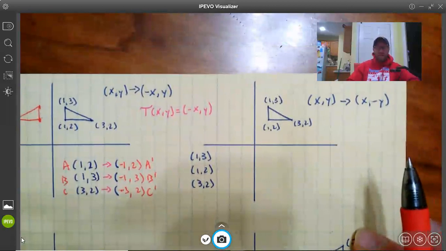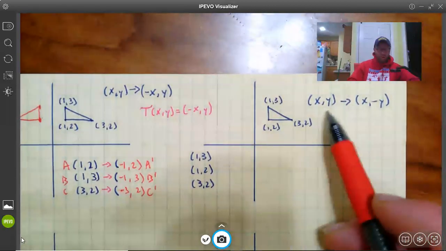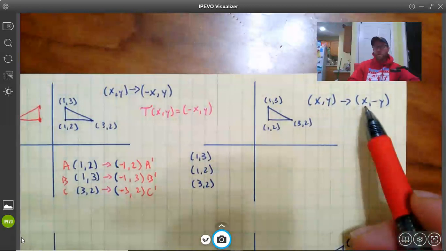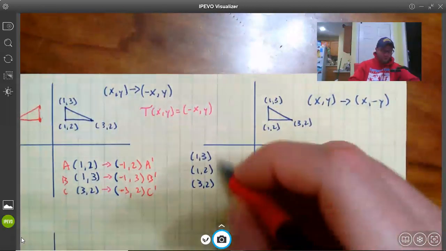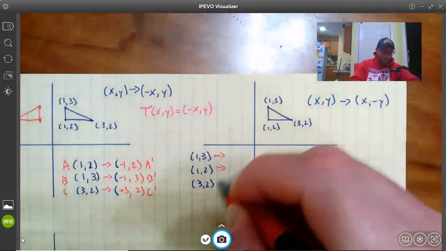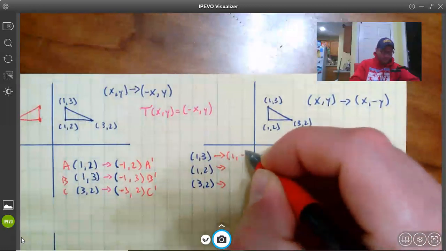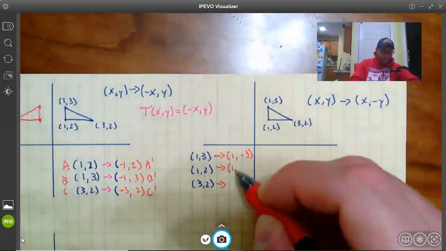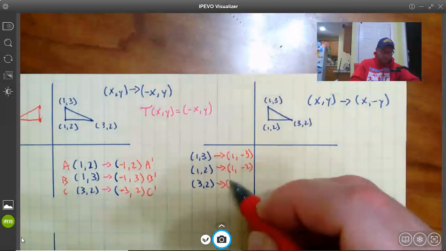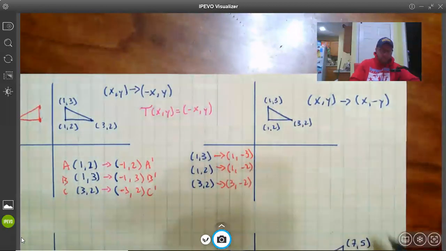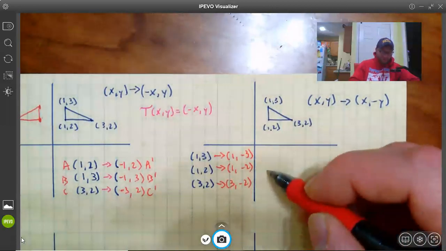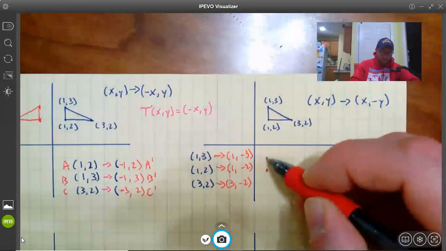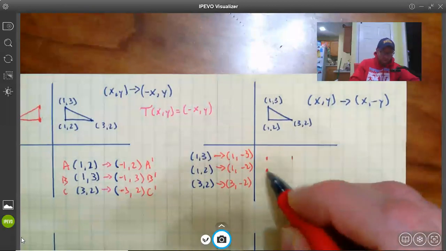Next door here, now we're going to do a similar rule. This time we're going to leave the x alone. It stays the same, but we're going to change the sign on the y coordinate. So what do you think is going to happen? Let's find out. Alright. So 1 stays the same, but 3 becomes negative. 1 stays the same, but 2 becomes negative. 3 stays the same, but 2 becomes negative. So let's see, it's (1, -3), (1, -2), and (3, -2).